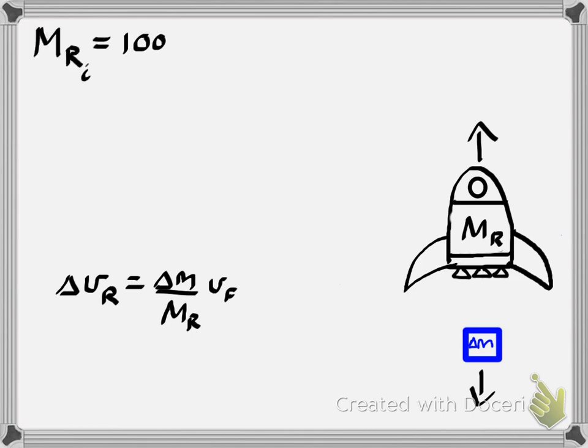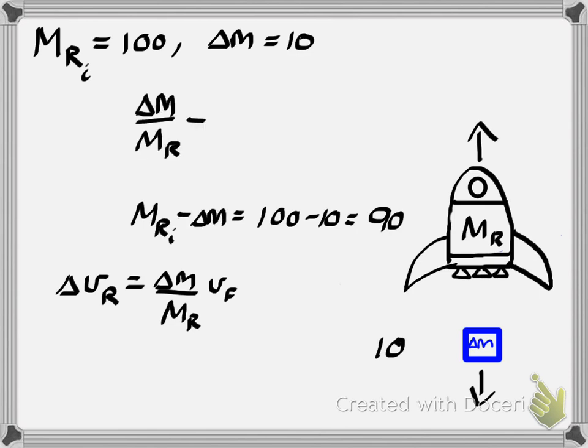So let's say the mass of our rocket is 100 units of some mass. And let's say that the mass of the fuel, that delta M that got ejected, is 10. So we're going to add steps of 10. We're going to eject a mass of 10, and then another mass of 10, and another mass of 10. So the mass of our rocket will reduce from 100 to 90 to 80, etc. So we'll do 10 steps. The mass of the fuel will be ejected in 10 steps.